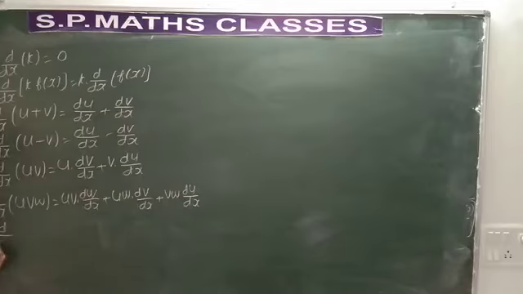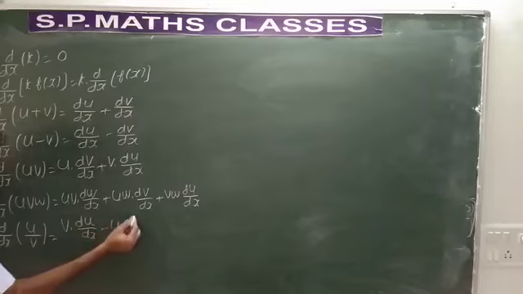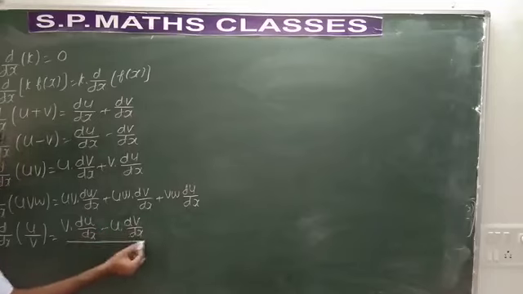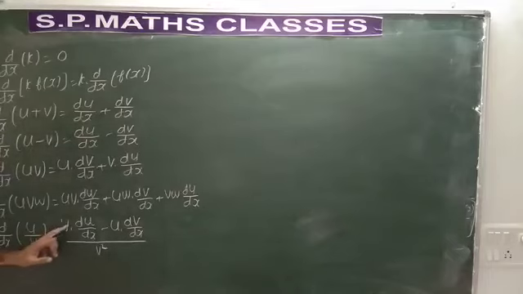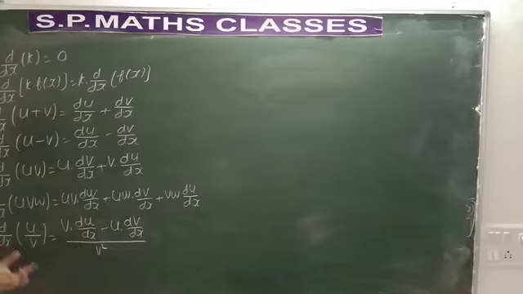Seventh, you know d by dx of u by v. This is called the quotient rule: v into du by dx minus u into dv by dx, divided by v square. How did we used to say it? Denominator, derivative of numerator, minus numerator, derivative of denominator, by denominator the whole square. This is the quotient rule. This is the product rule or Leibniz rule: first function, derivative of second, plus second function, derivative of first. So the quotient rule is denominator, derivative of numerator, minus numerator, derivative of denominator, by denominator the whole square. I think you know this formula.